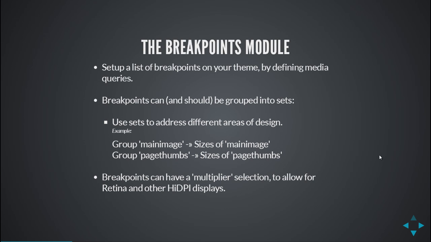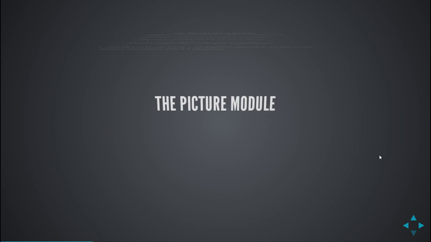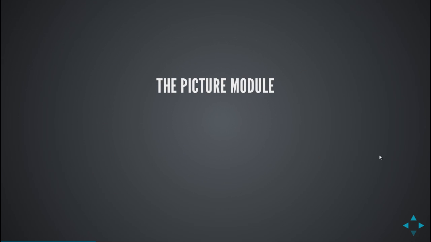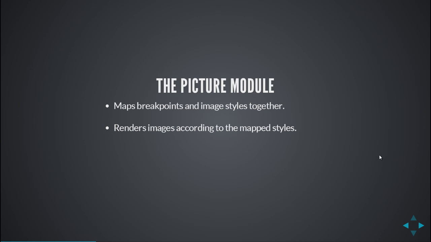This will be the theme of the next video that I'll show you later on. So regarding the Pictures module, what the Pictures module does really is it maps the breakpoints that you've defined in the previous module and connects them to the image styles. And so for each breakpoint of a certain group, you'll have an image style attached to it, and then it renders the image according to the map styles.